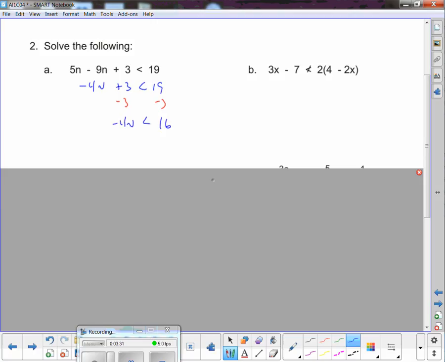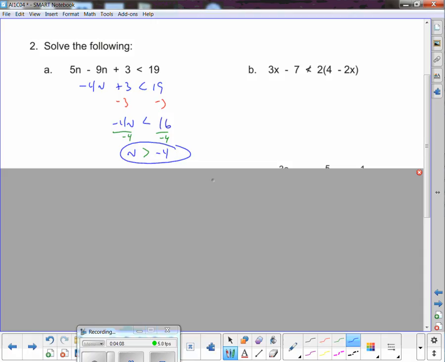So hopefully you all agree negative 4n is less than 16. Go ahead and finish it off. And everybody flipped the symbol, right? And you got n greater than negative 4, because a positive divided by a negative is a negative. How many got that correct? Okay, so that's pretty simplistic.